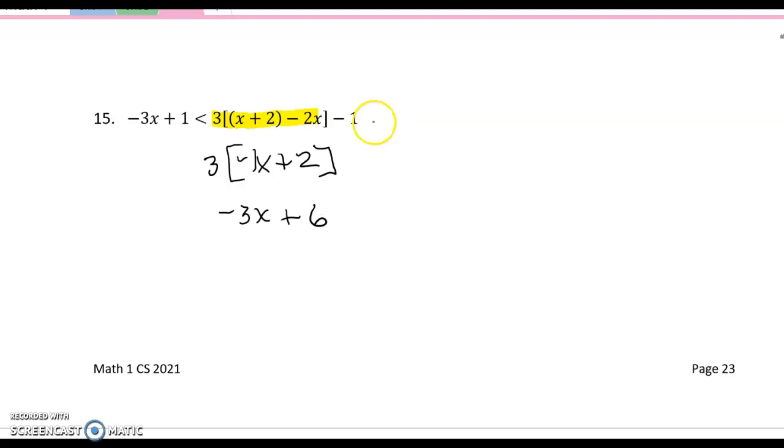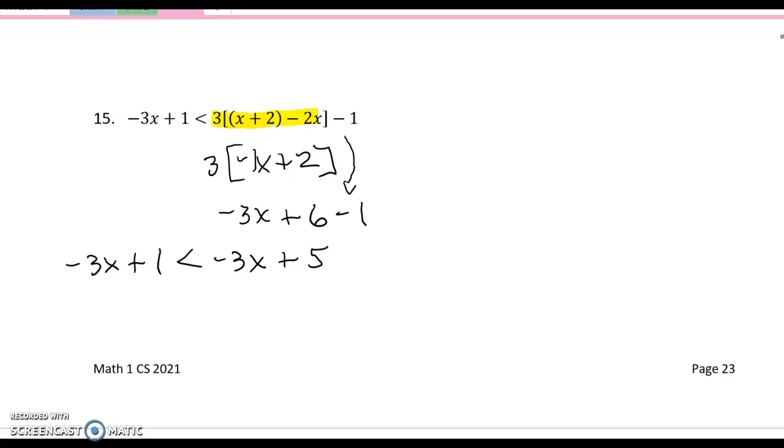So the only thing I have left now is to take care of that negative 1. So I'm going to bring that negative 1 down. So I'm going to simplify negative 3x, and then 6 minus 1 is 5. All right, so there's the right side as simplified as it's going to get. Let me bring down that inequality symbol, that less than symbol. Let me bring down the left side of 3x plus 1.